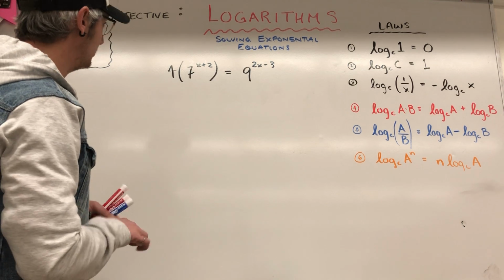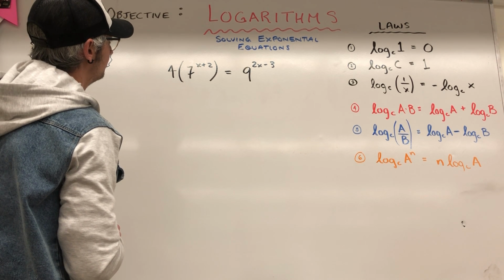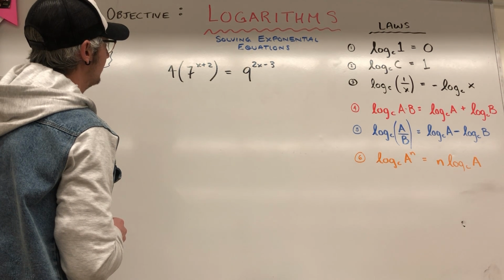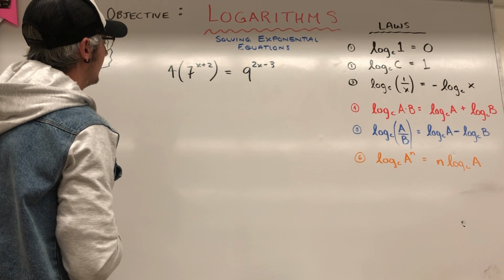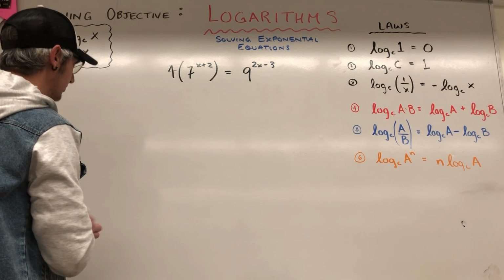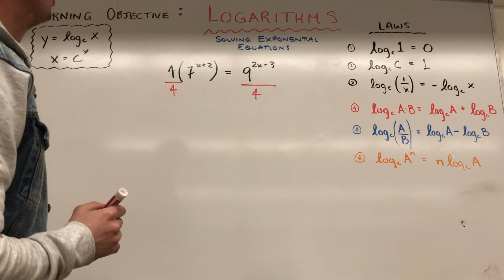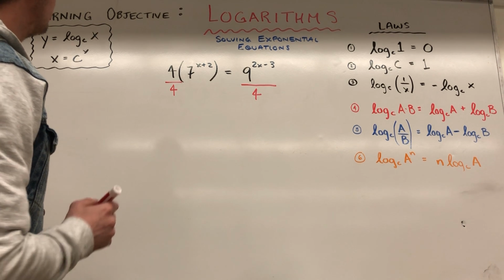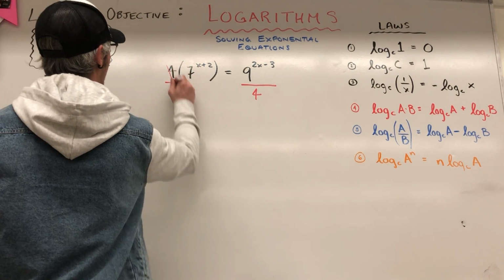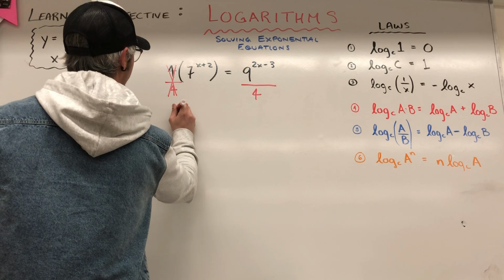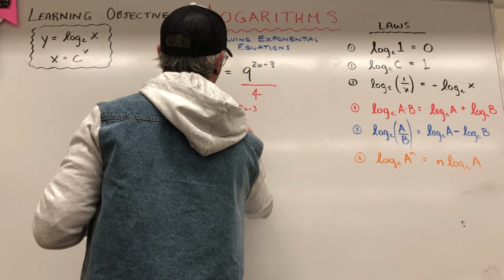So, first step here, where should we start with this one? I'm going to start by dividing it out. I actually don't know how this one's going to play out, but we're going to try it. So I'm going to divide both sides by 4. Okay, and then that's going to disappear. So I am struggling here. I get 7 to the x plus 2 is equal to 9 to the 2x minus 3 over 4.